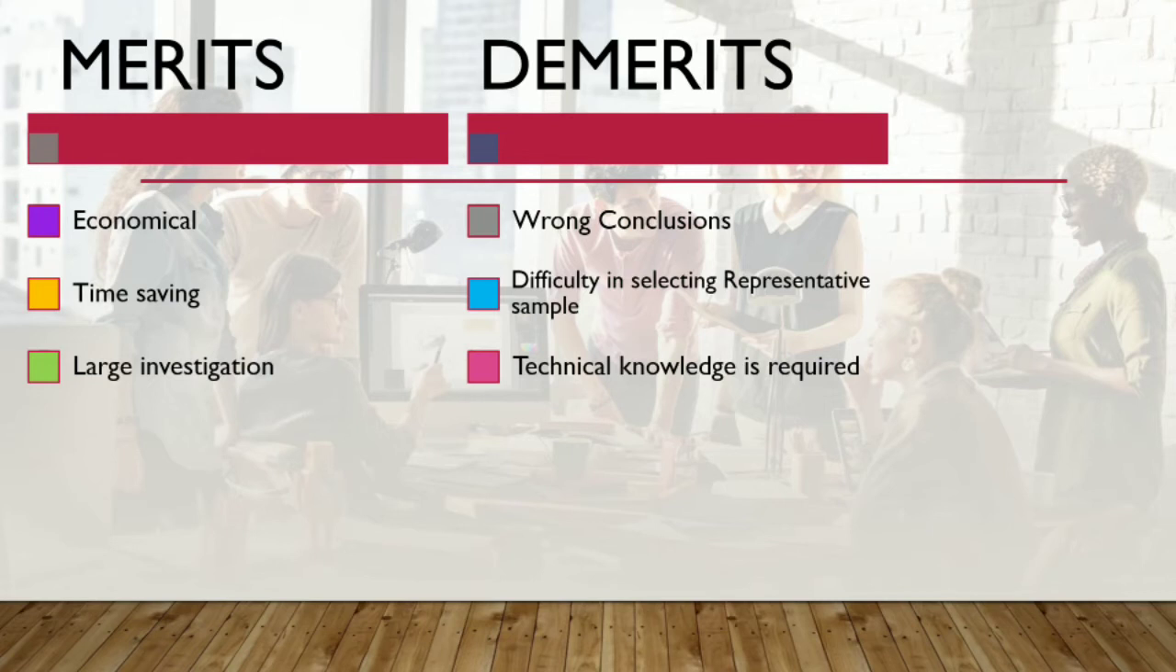Can you guess the demerits? Demerits are, there can be wrong conclusions because we are not picking each and every individual of the universe. हम सारी को नहीं pick कर रहे हैं, हर लोगों को pick नहीं कर रहे हैं. For our statistical study, it might give wrong conclusions because we are picking only a sample out of the population, right? And it is very difficult to select a representative sample. Means ऐसा sample ढूंढना is difficult, which is a good copy of the population.